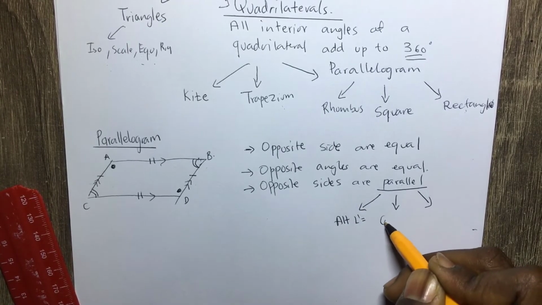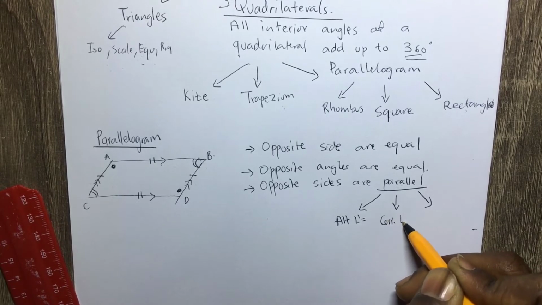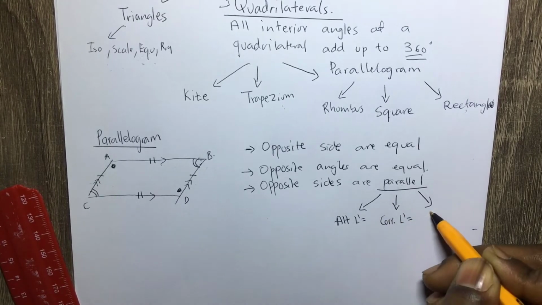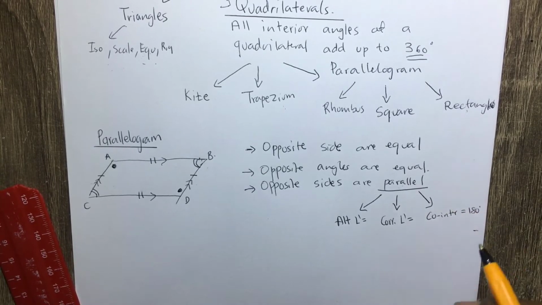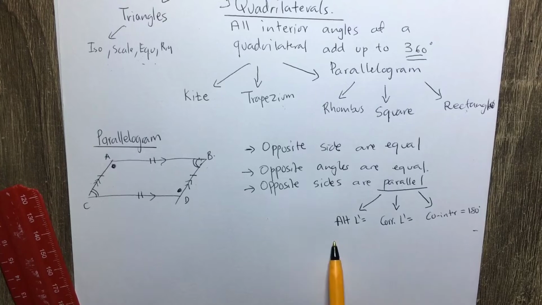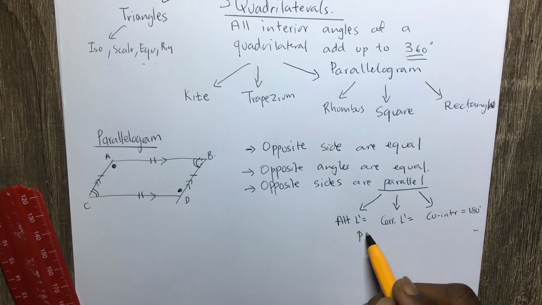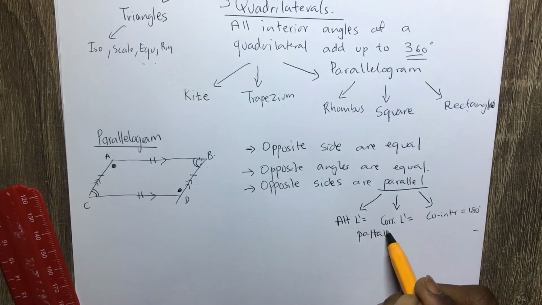The other one is corresponding. Corresponding angles are equal. The last one is co-interior angles add up to 180. So you can apply these three rules of parallel lines. Remember, these are parallel lines.